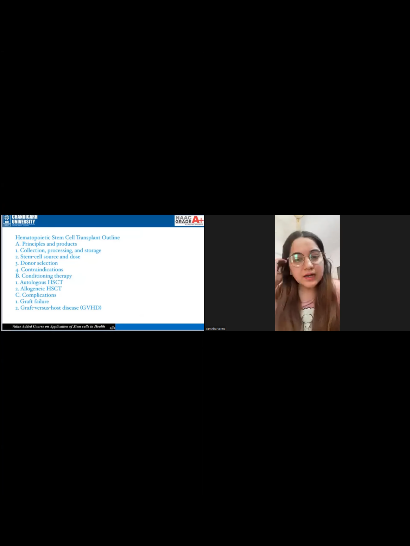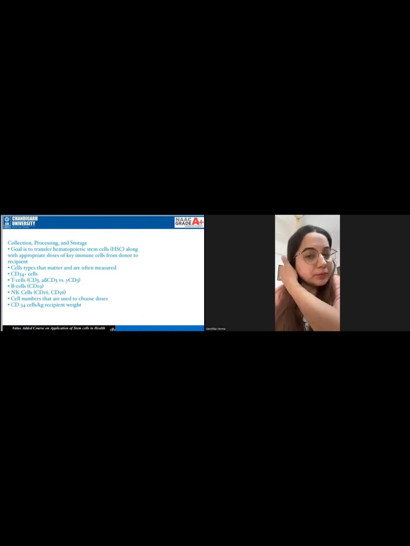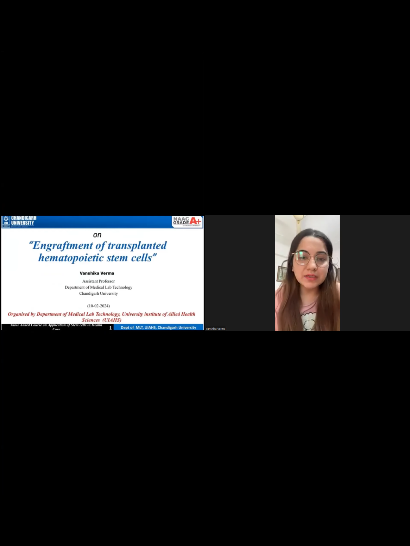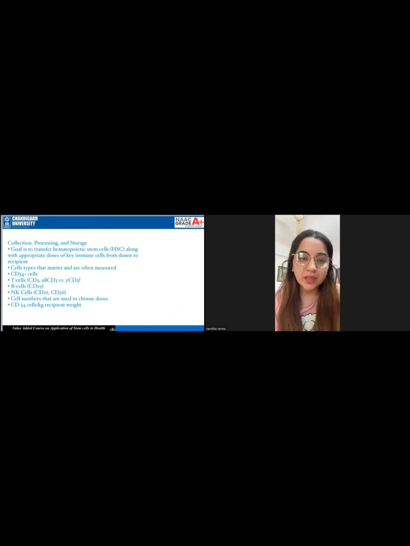So let me start with the collection, processing and the storage of the hematopoietic stem cells. Okay. So first, you need to understand what the goal is. The goal is to transfer the hematopoietic stem cells along with the appropriate doses of key immune cells from donor to the recipient.